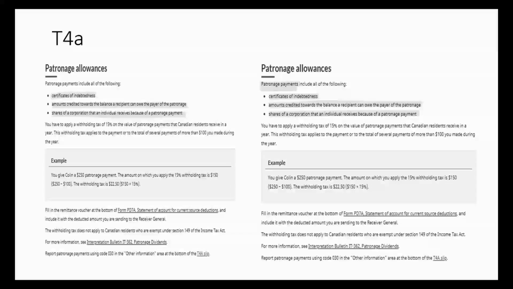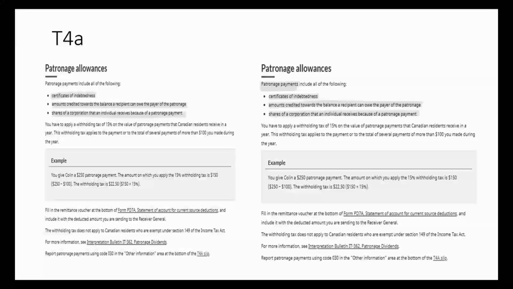Now a certificate of indebtedness would be the same concept, where you're basically telling the other individual, or the government, that you owe a certain person, let's say a private lender, a certain amount of money. So you have to apply a withholding tax of 15% on the value of patronage payments that a Canadian resident receives in this year.